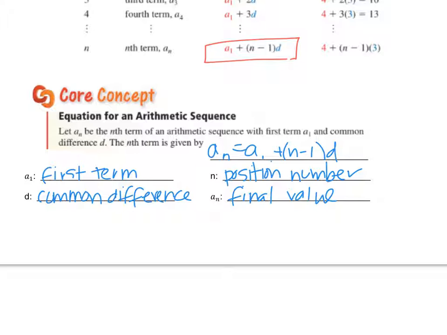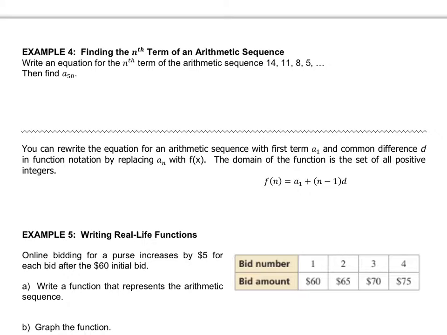So let's use this equation. We're going to write the equation for the nth term, meaning some generic random term, using the sequence 14, 11, 8, 5. So the first thing that we need to know is what that first term is. So we have that the first term is 14. That's a sub 1. Then we have to know what the common difference is. So what is happening in this pattern every time? Well, it's being subtracted by 3.